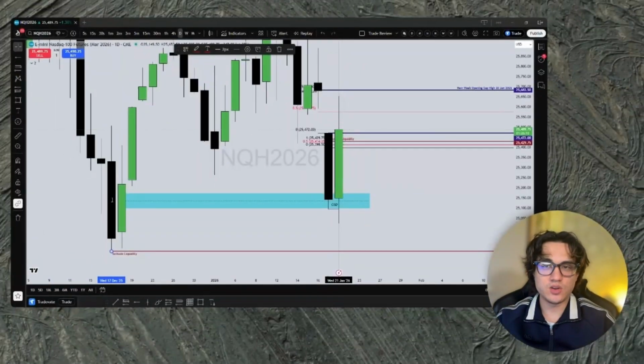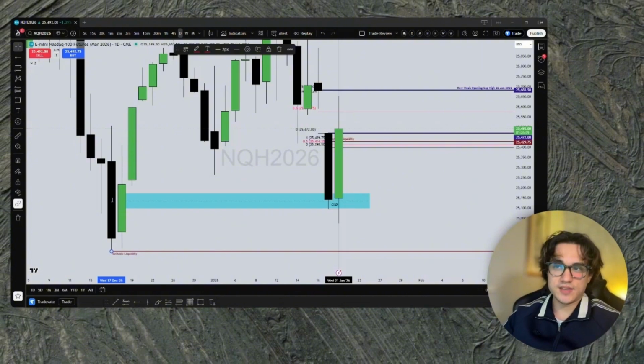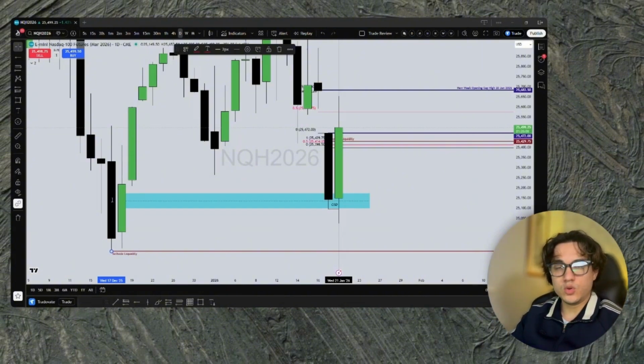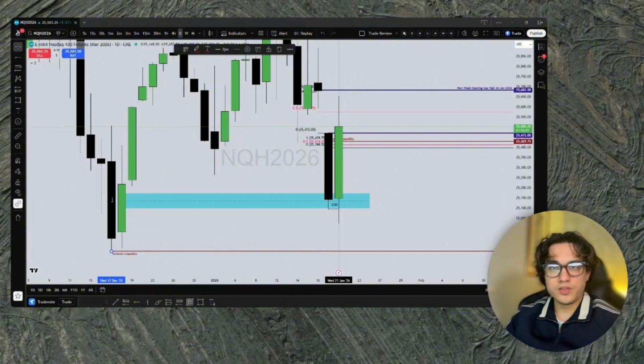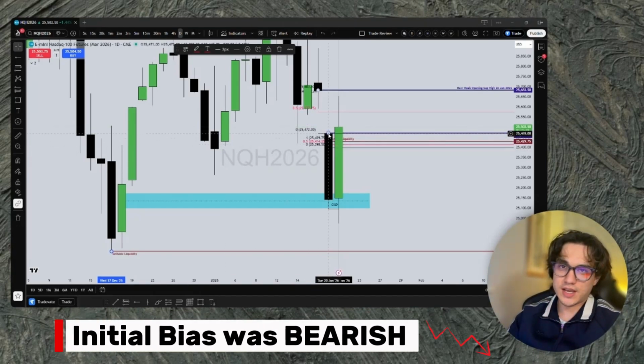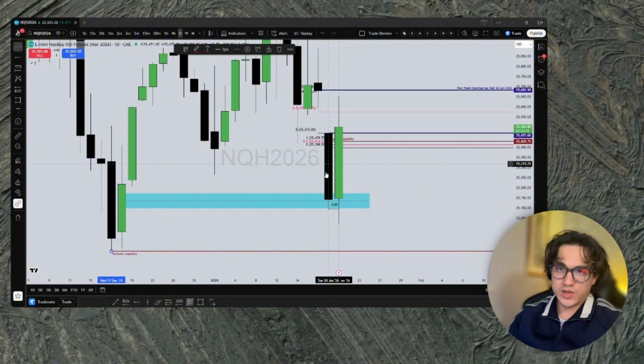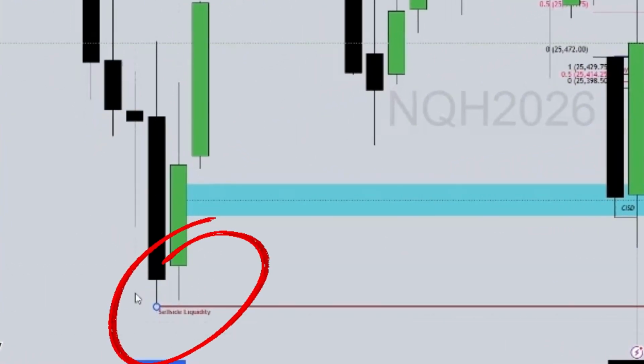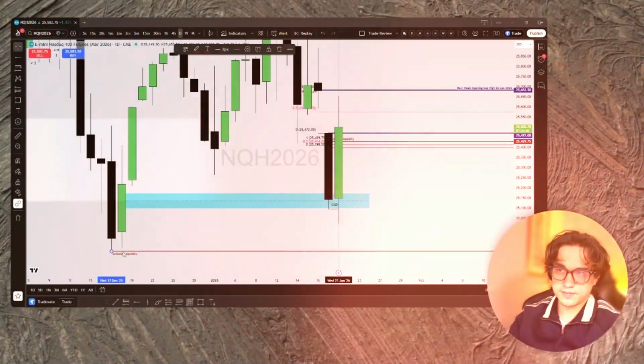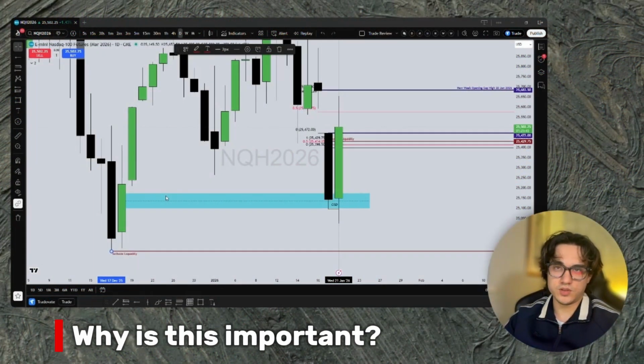First, let's set the context. In this case, I wanted to trade the New York Open session today. On the higher time frame, my initial bias was bearish. So if we look at this bearish candle that we formed the day before, on Tuesday, because of this really strong bearish close, we wanted this sell side target right here to be taken during this day.